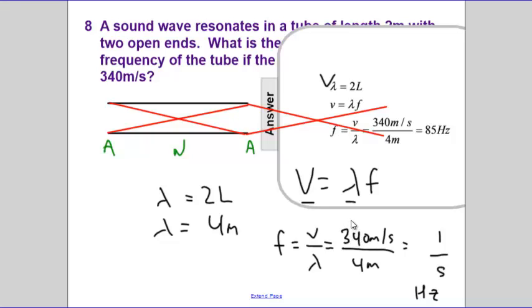Will you be able to hear this musical note that's played in this tube of this length if it's 85 hertz? The answer is yes, because it falls in the audible spectrum. Very nice.